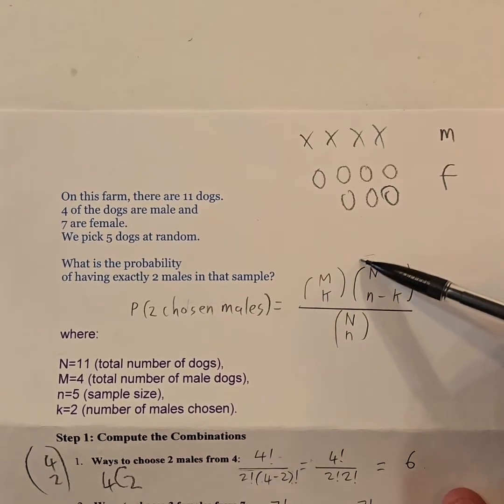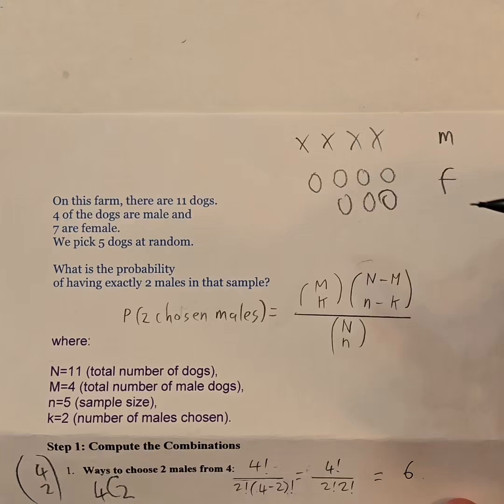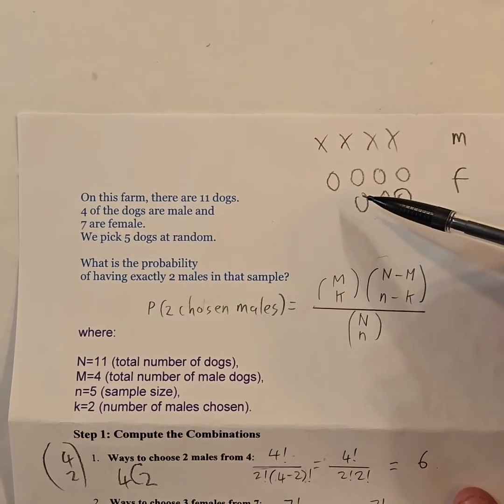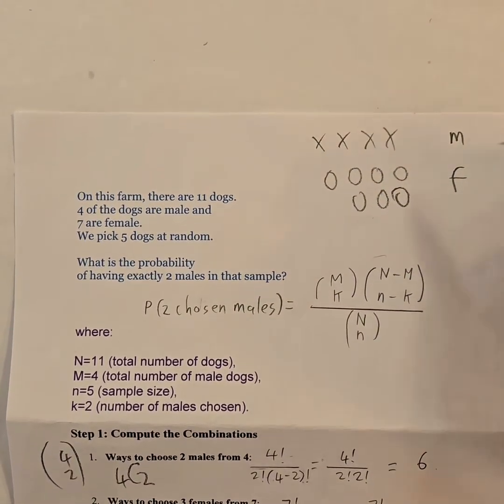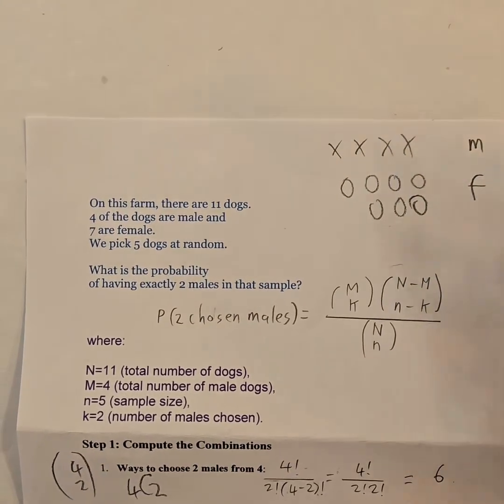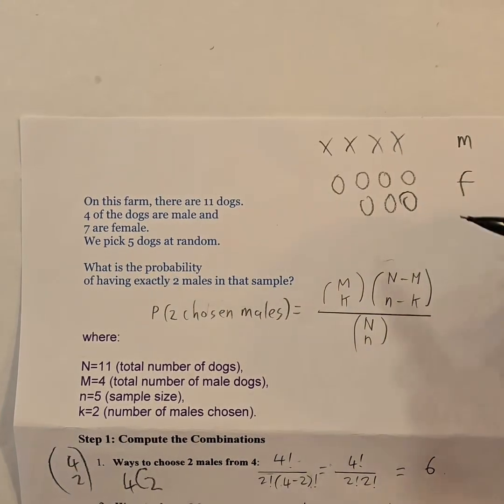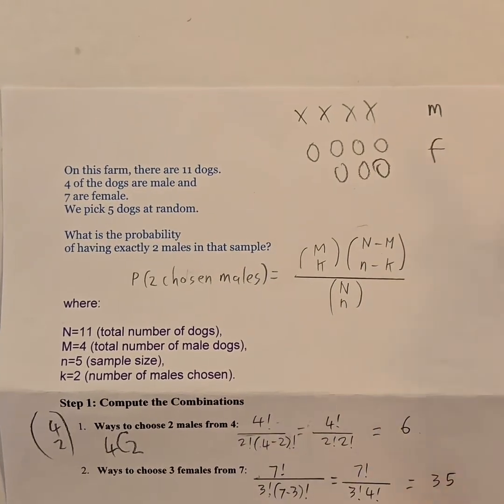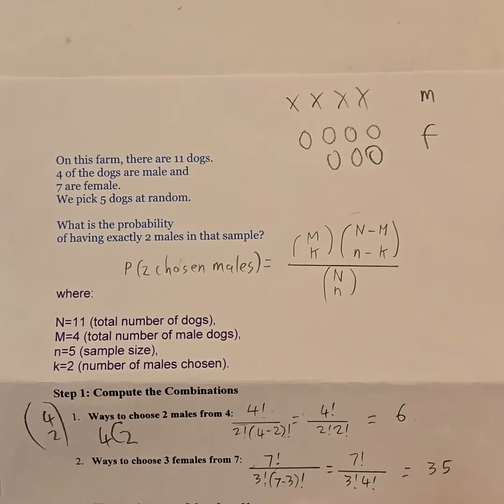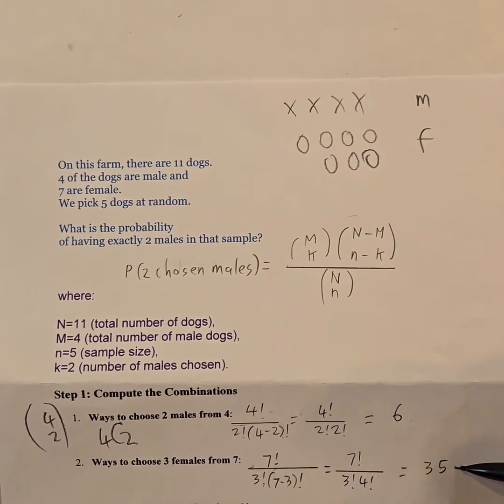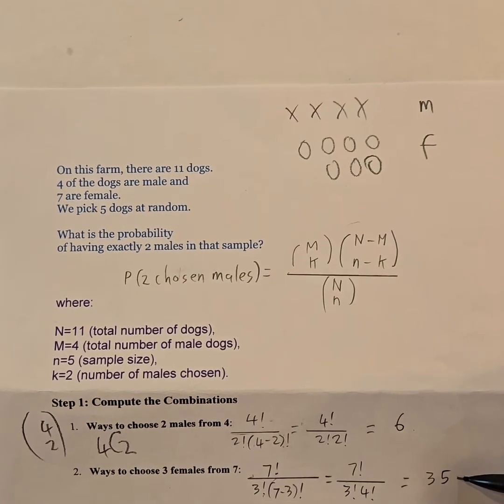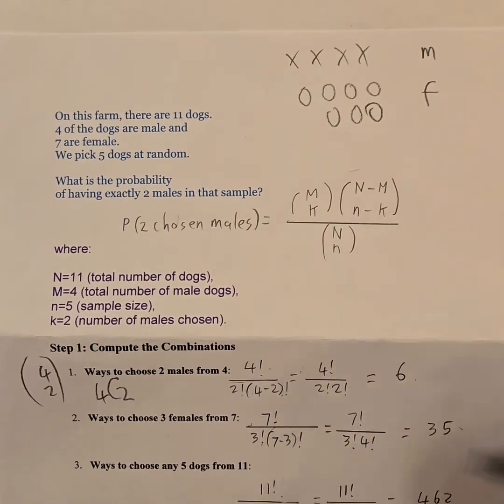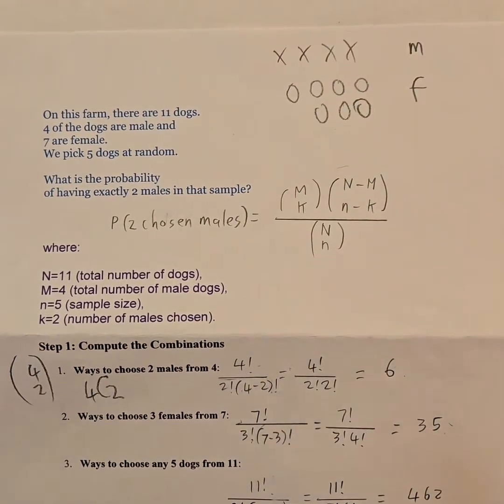Now, for those which are not part of the males, you see we're going to pick 5 dogs. If 2 of them are male, that means of the other 7, 3 of them are not going to be male, in this case female. That's 7 choose 3. That's 7 factorial over 3 factorial times 7 minus 3 factorial, which simplifies to 35. And that's why in that fraction, you see 6 times 35. There's 6 ways for the 2 males and 35 ways for the other 3 females.